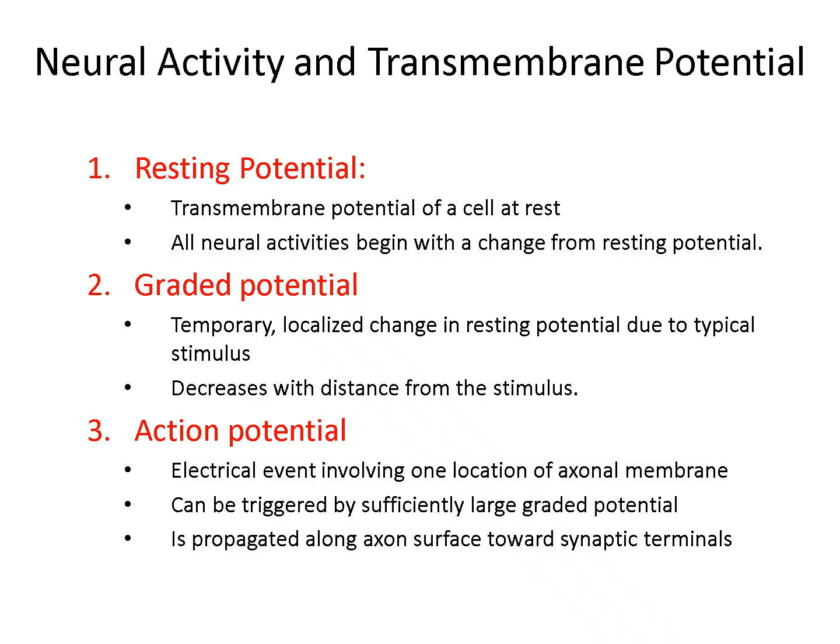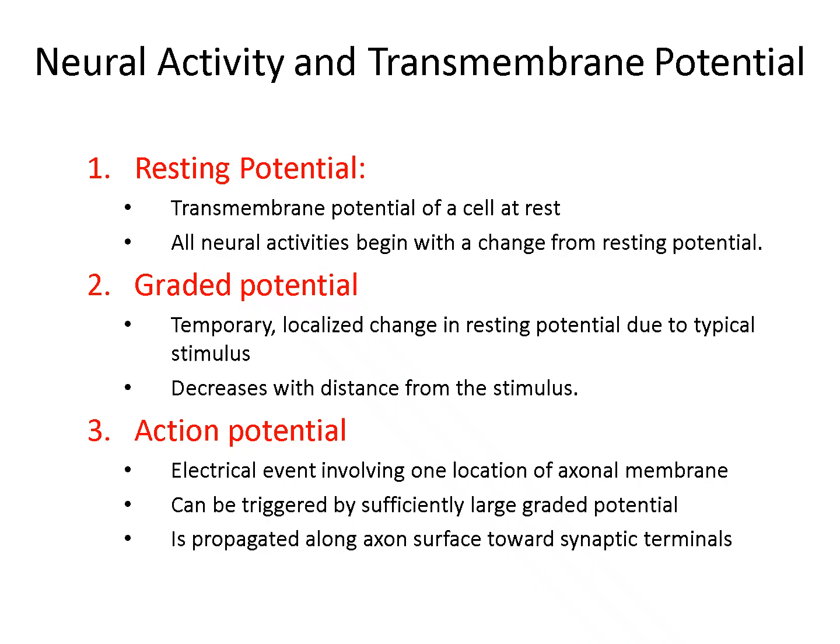A change in membrane potential can be produced by anything that changes membrane permeability to any ion or anything that alters ion concentrations on the two sides of the membrane. However, only permeability changes are important for information transfer. There are three types of transmembrane potentials depending on the response of the neuron to a stimulus. For a neuron at rest, which means it is not being stimulated, the transmembrane potential is called the resting membrane potential. All neural activities begin with a change from the resting membrane potential.